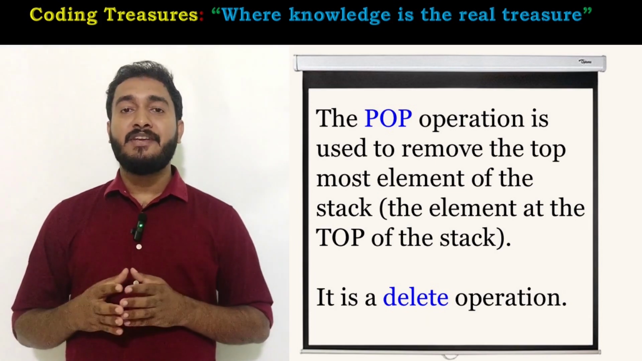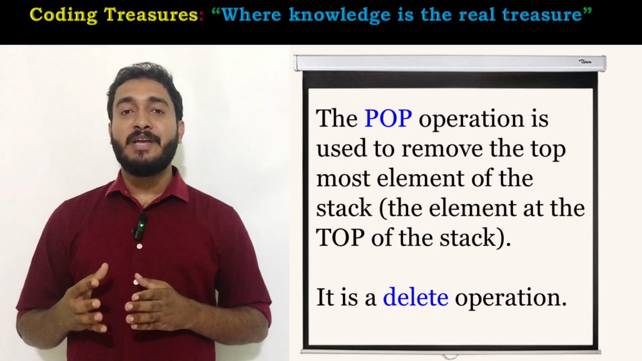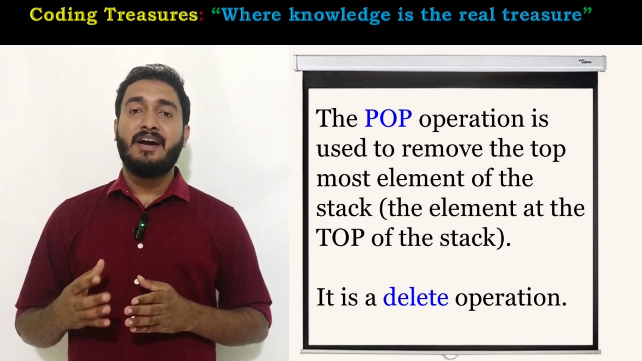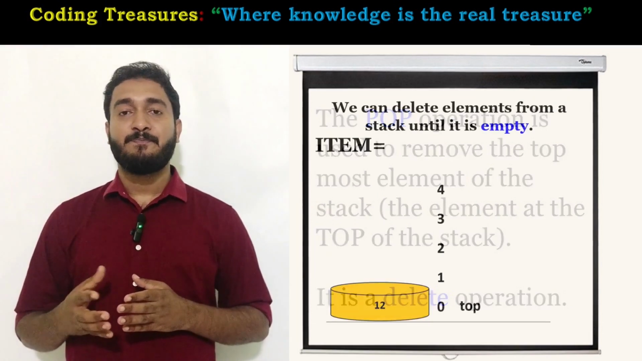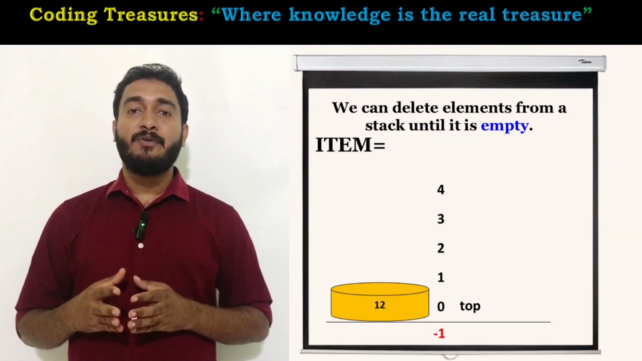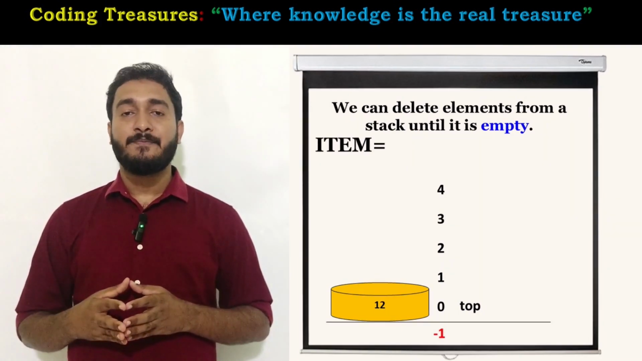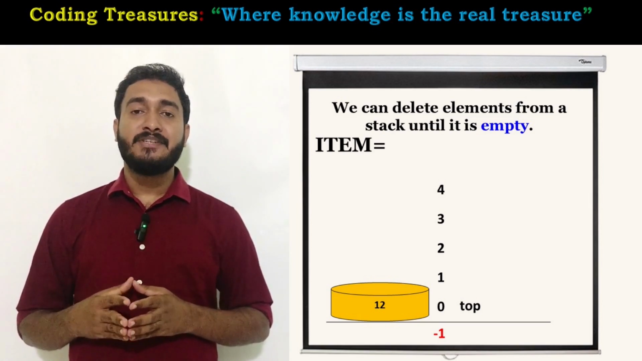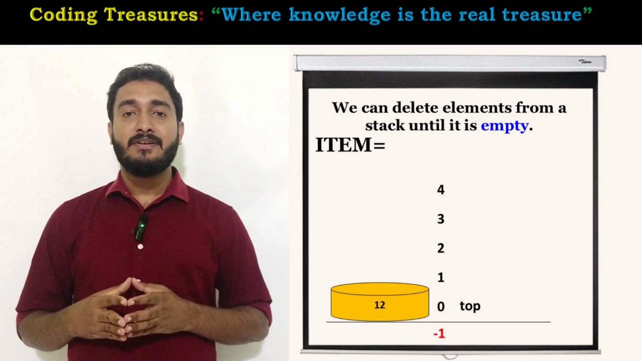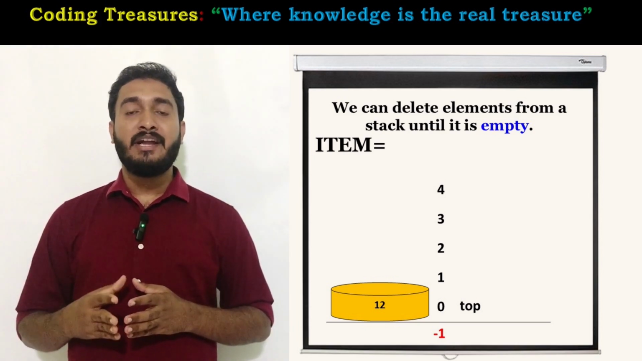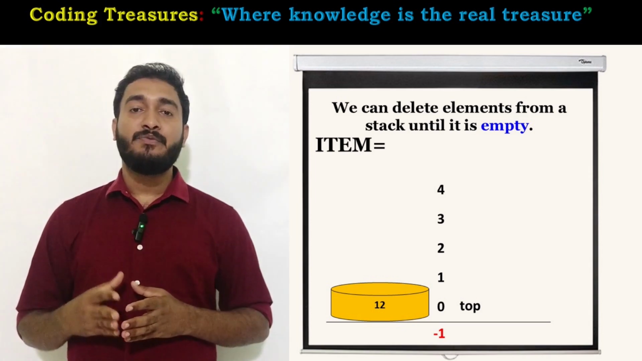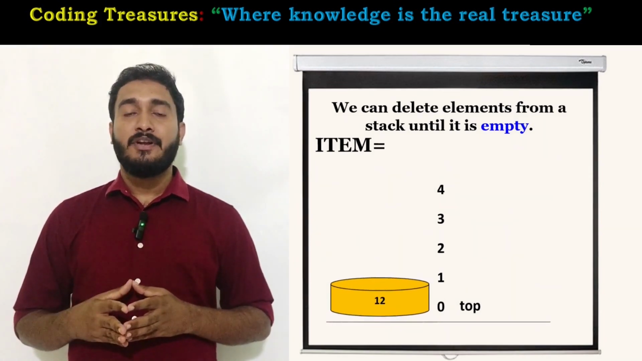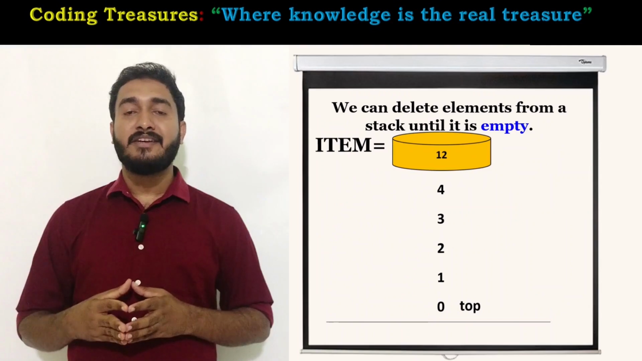How many elements can we remove from the stack? We can remove the element from the top of the stack until the stack becomes empty. Look at the example. We have only one element in the stack. I am going to remove that element from the stack. What is that element? Element is 12. What is the value of top? Since there is only one element in the stack, the value of top is 0. Now I am removing 12 from the stack.